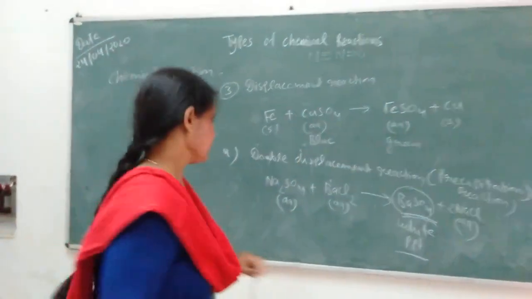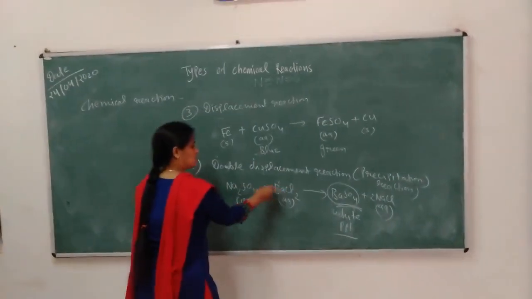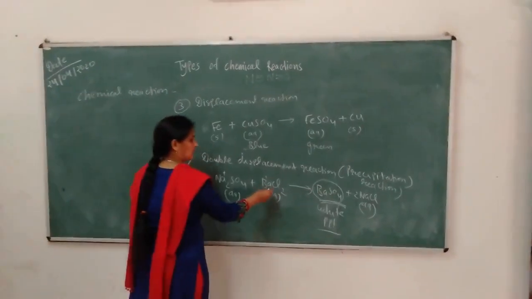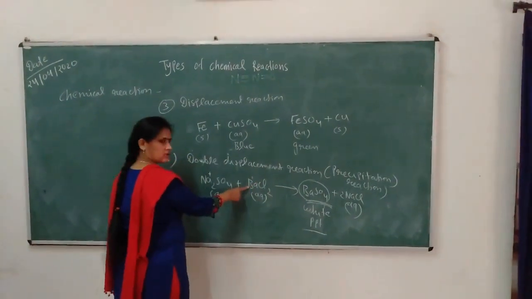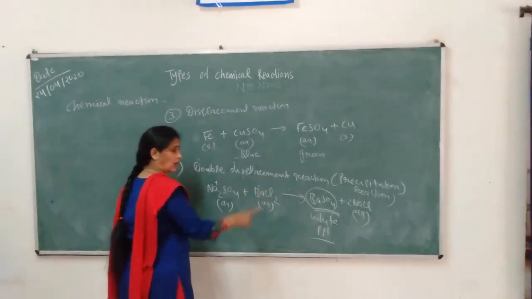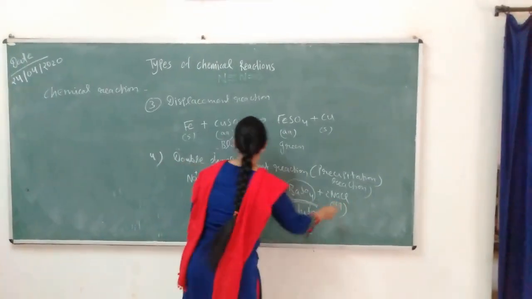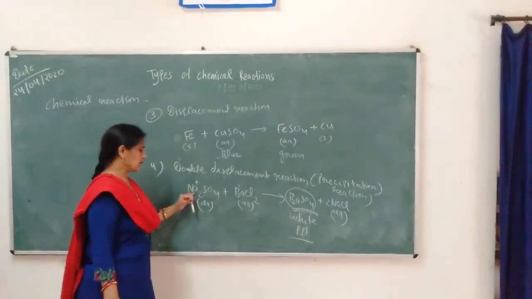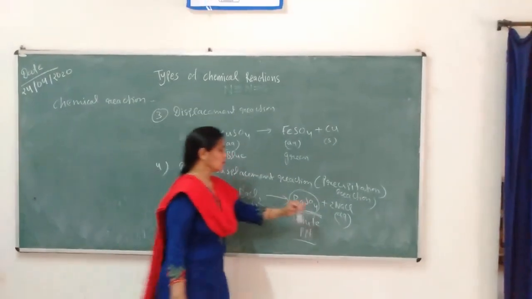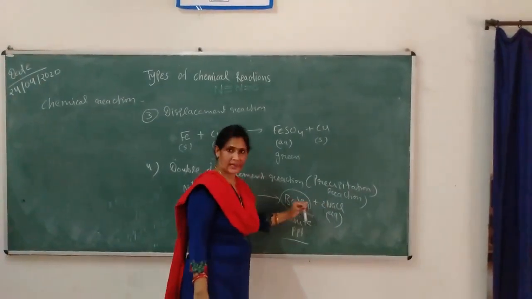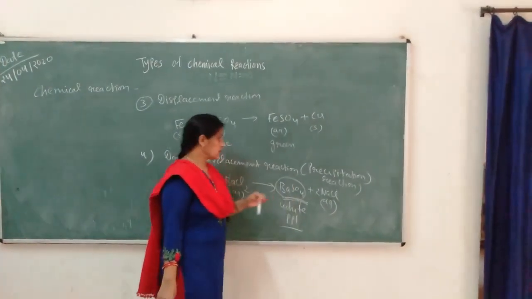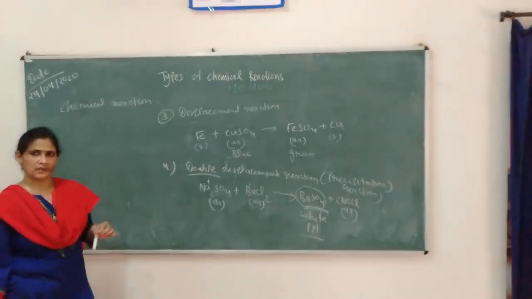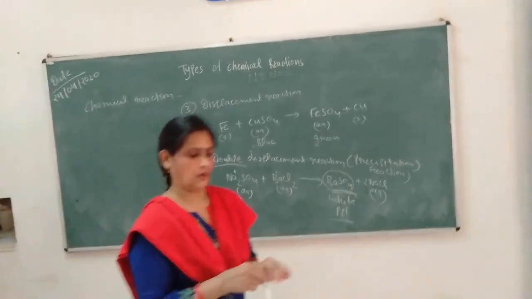In this reaction, exchange of ions takes place. Sodium cation exchanges with barium cation to form sodium chloride, and barium cation exchanges with sodium cation to form barium sulfate. This is the last type of reaction, that is, double displacement reaction. Okay.